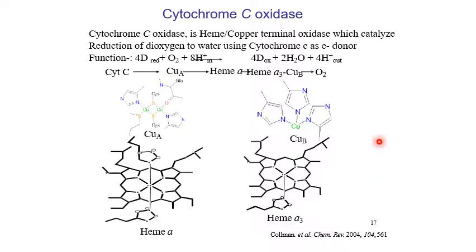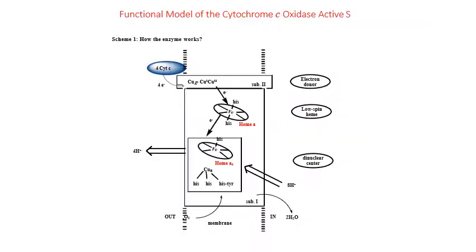This is heme A3 and copper B, where the actual reduction is taking place. And this copper A and heme A are actually supplying the electron in the electron transfer chain. So this is a functional model of cytochrome C oxidase. The active site structure is given. How does this enzyme work? From this scheme, we will understand cytochrome C provides the electron to the copper A site, which is a binuclear copper site.